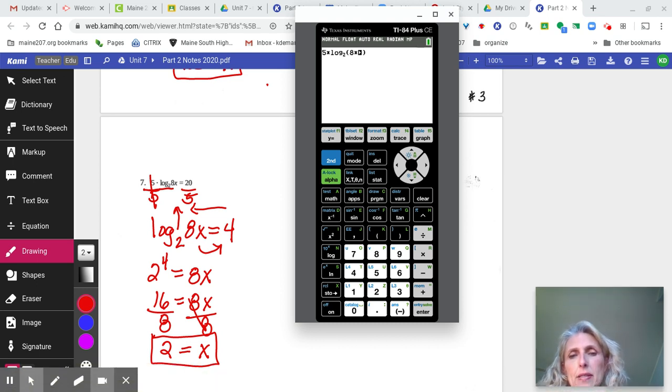So I have an 8 times a 2. I have a decimal in there. Let's change it to a 2. And I want to know if it's equal to 20. So when I hit enter, it does indeed show up to be 20. And so what I know is I have the right answer.